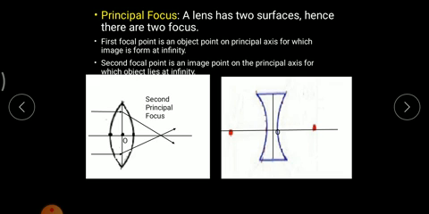So what does principal focus say? You might have studied in 7th standard about spherical mirrors. In spherical mirrors, there was a rule: whenever an incident ray is parallel to the principal axis, the reflected ray will always pass through the focus. So that rule is even applicable over here. So this incident ray, as you can see over here, is a straight line.